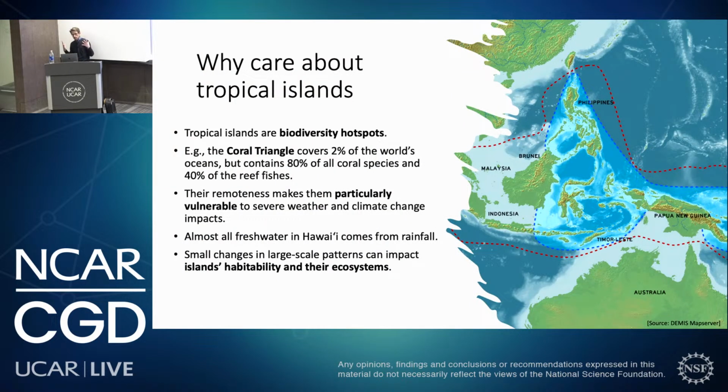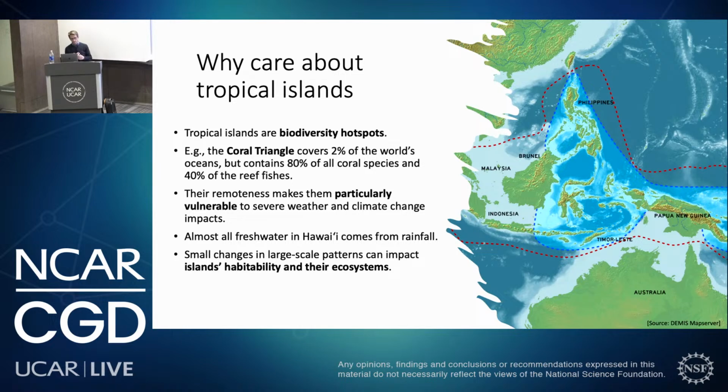So we're pretty much far from the ocean here, but I really care about tropical islands, and I would really like to advocate for tropical islands here and why it's important to study them. To begin with, tropical islands are really biodiversity hotspots. An example is the Coral Triangle, this area of the maritime continent that covers only a small portion of the planet, but contains about 80% of all coral species and about 40% of the reef fishes in the world.